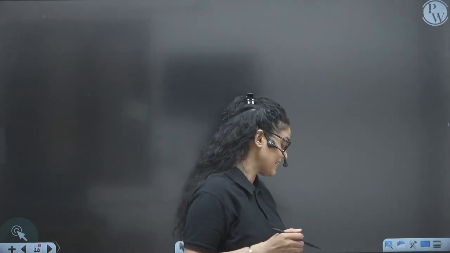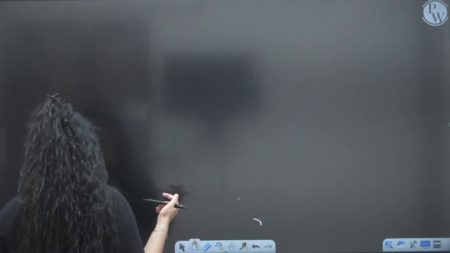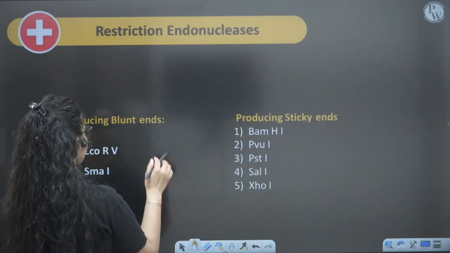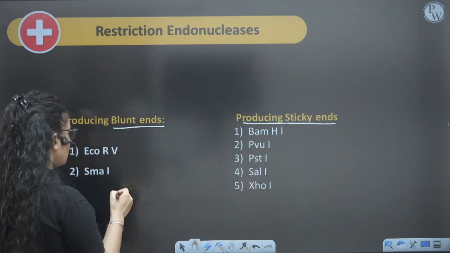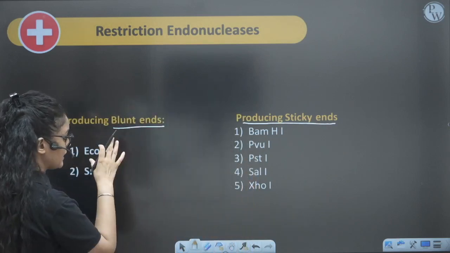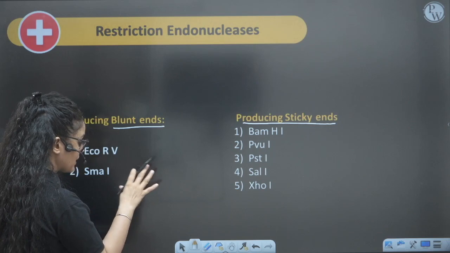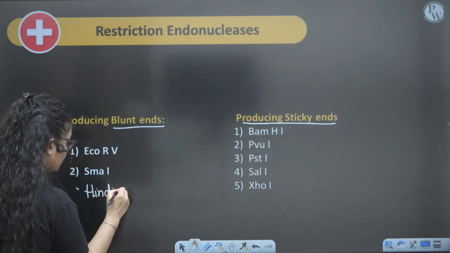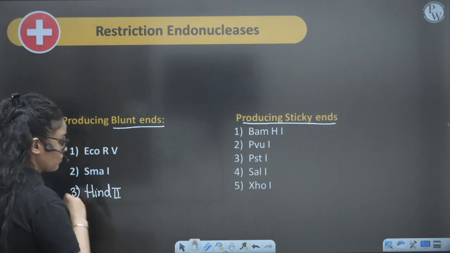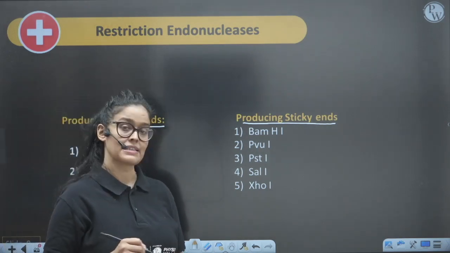So some bacteria actually give us the blunt end and some give the sticky end. So when we talk about how they work, some produce blunt ends, some produce sticky ends. An example is written here of who produces blunt ends. HindIII is an example of it. This is also producing the blunt end. So let's discuss it, right?